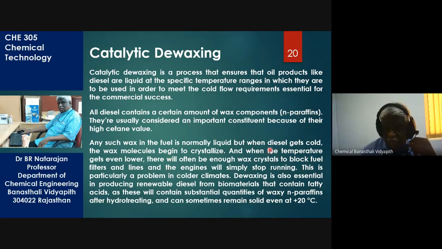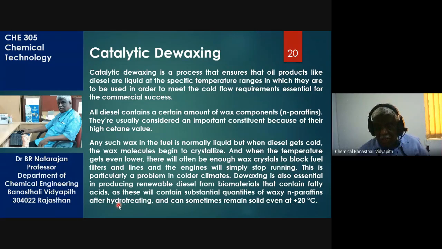So wax in the fuel is normally liquid, but when the diesel gets cold, the wax begins to crystallize. And when the temperature gets even lower, there will often be enough wax crystals to block the fuel filter and the lines, and the engine will simply stop running. This is particularly a problem in colder climates. Dewaxing is also essential in producing renewable diesel from biomaterial that contains fatty acids, as these will contain substantial quantities of waxy paraffin. So for biodiesel also, catalytic dewaxing must be done, right?